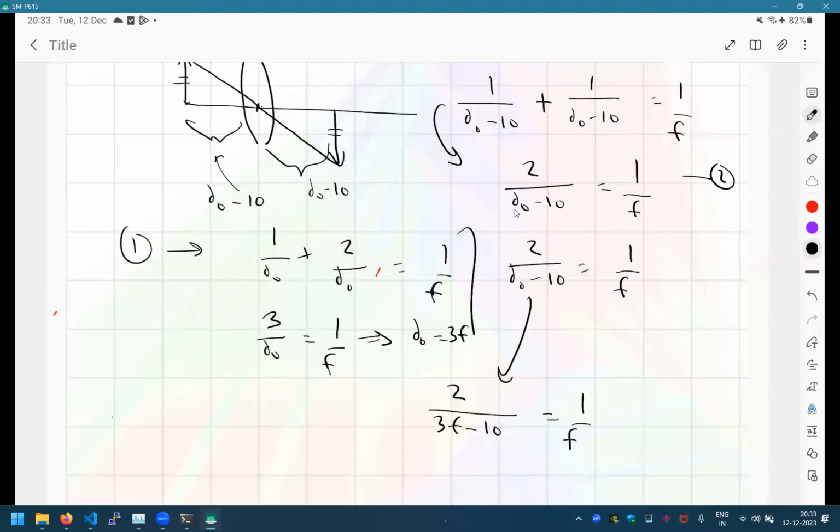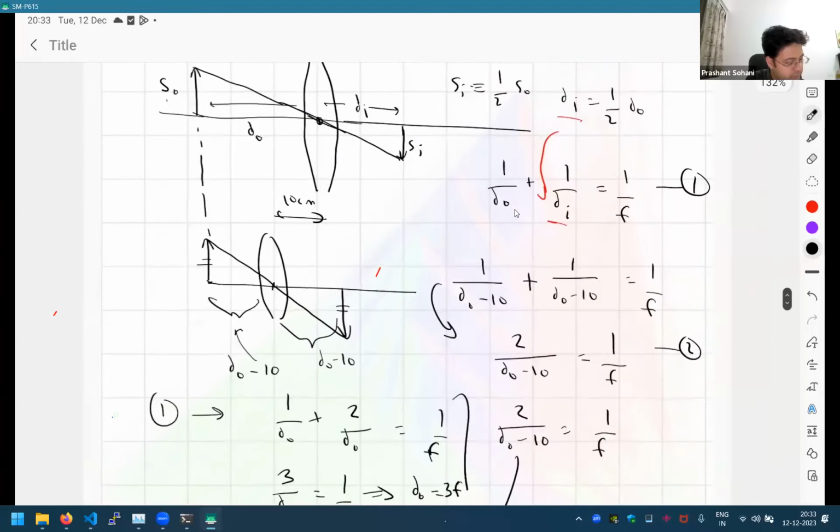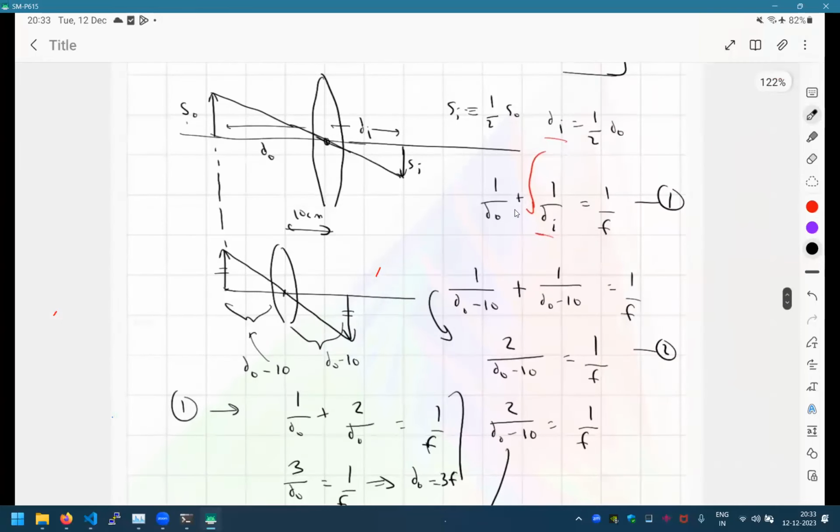Can you take a screen above? Okay. What do you want to see? Irshad, can you again explain why is DI equal to half of DO?